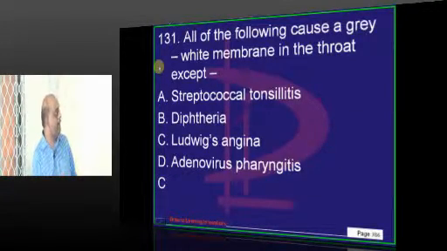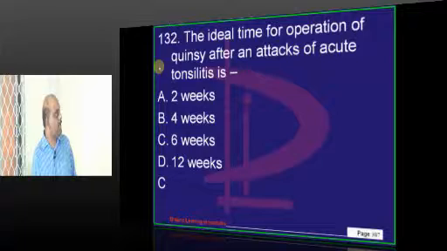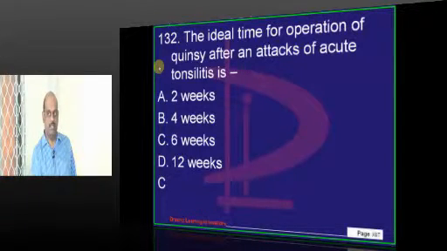Now, grey white membrane can be seen with everything, not Ludwig's angina, which is fundamentally a cellulitis. What is the best time to operate Quinsy? Six weeks. You are going to remember.